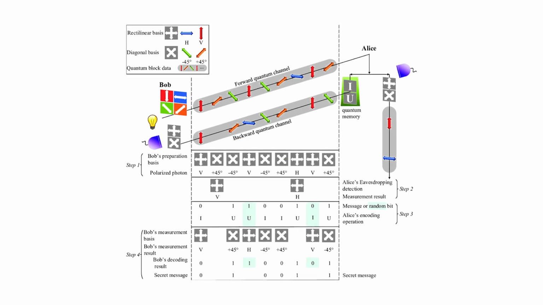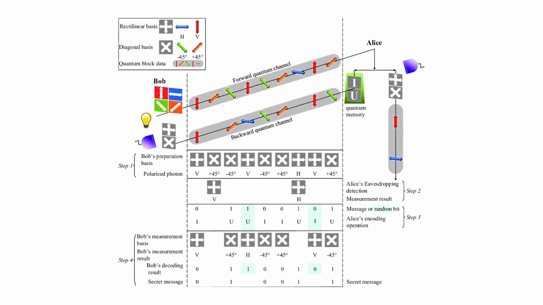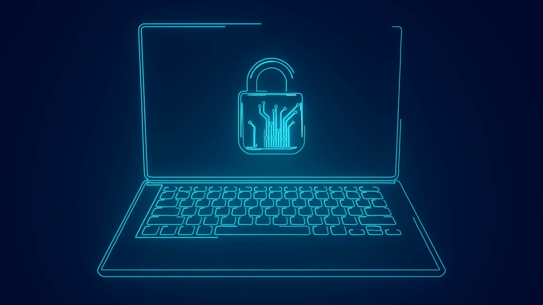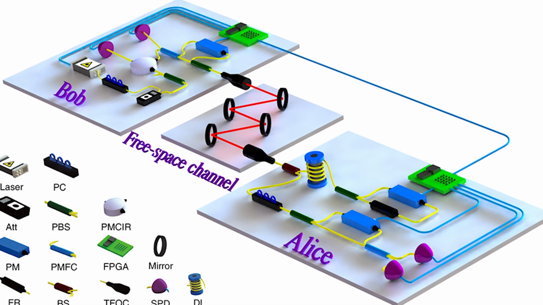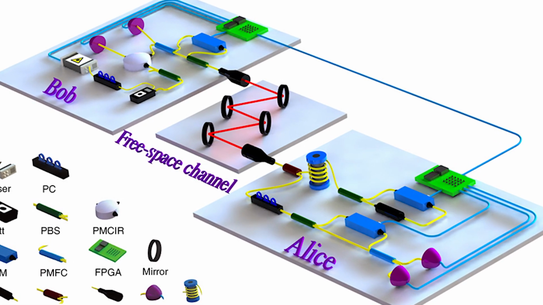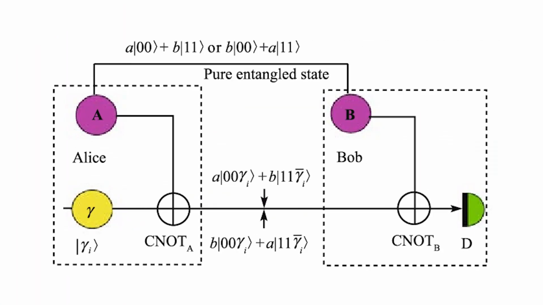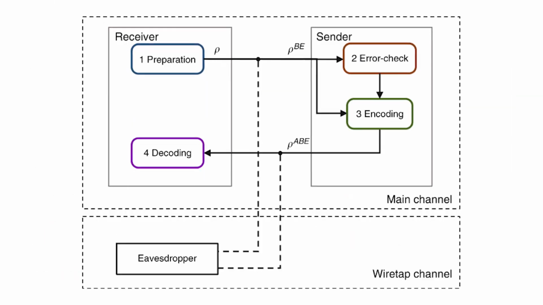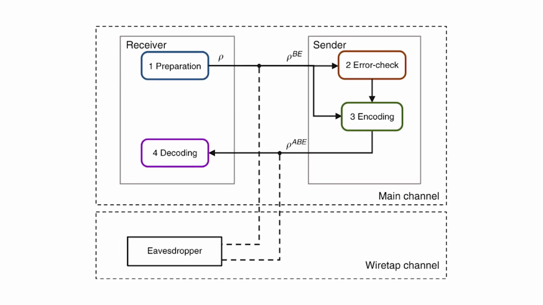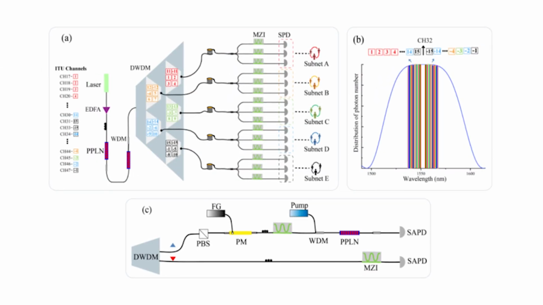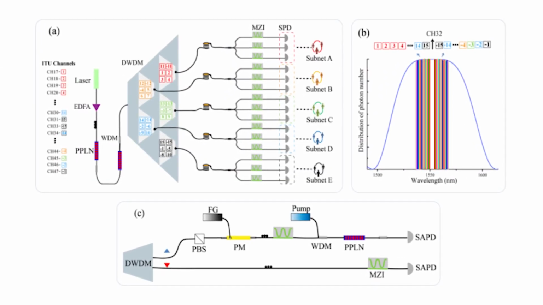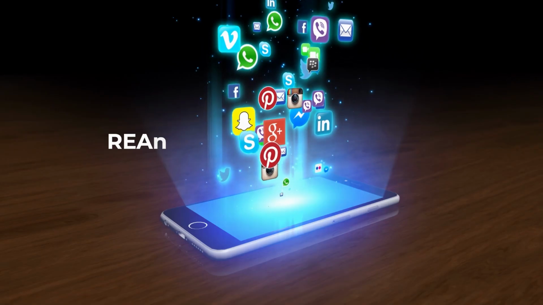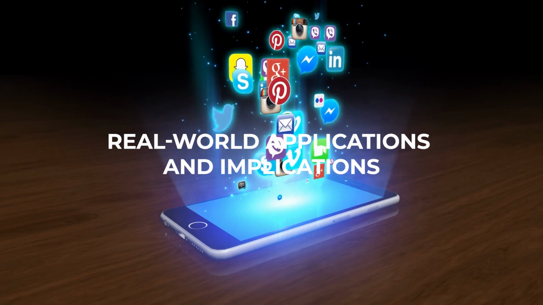QSDC is a newer form of quantum cryptography that does not require a secret key. It works by using quantum entanglement, which is a phenomenon that occurs when two particles are linked together in such a way that they share the same quantum state. Alice and Bob can use quantum entanglement to create a secure communication channel. Alice sends a quantum state to Bob, and Bob measures it. If the measurement results in a certain value, then Alice and Bob can be sure that no eavesdropper has intercepted the communication.